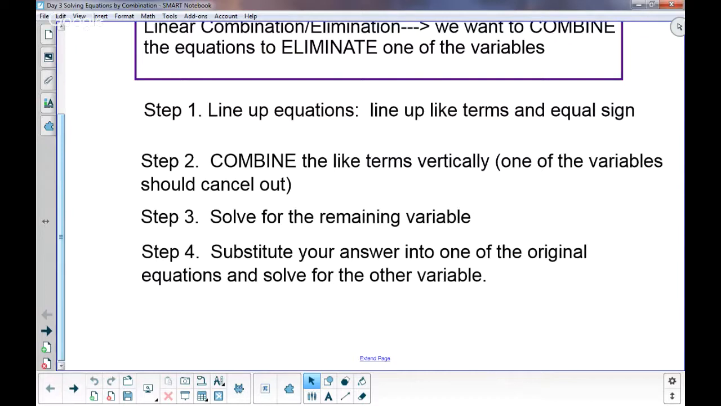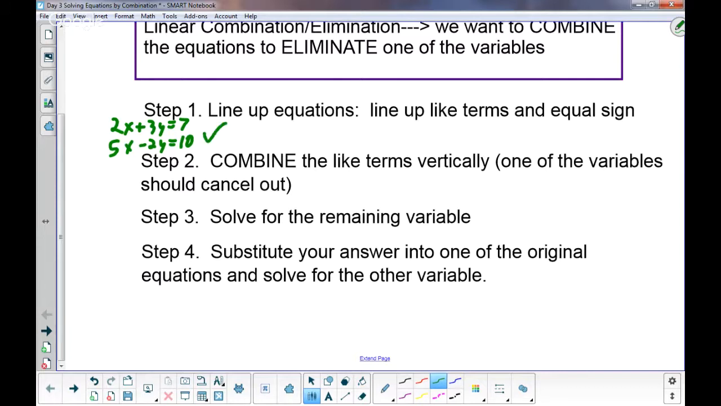So we want something that's very, very simple. For example, 2x plus 3y equals 7, and then 5x minus 2y equals 10. That's a line. That's what we want. That's good. That's what we mean by lined up. Versus, say we had 2x plus 3y equals 7 again, and then, I'll use the same thing, 5x equals 2y plus 10.